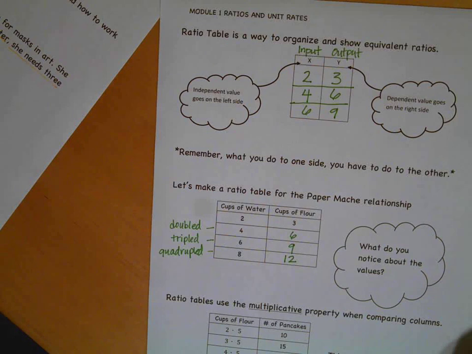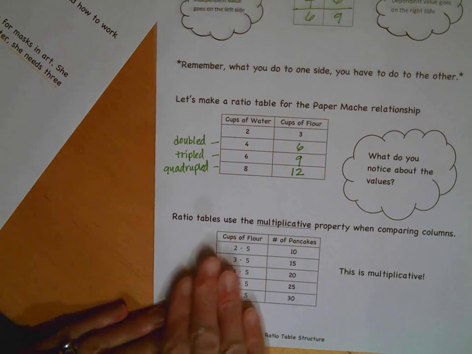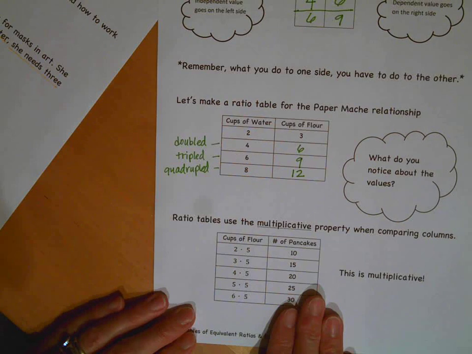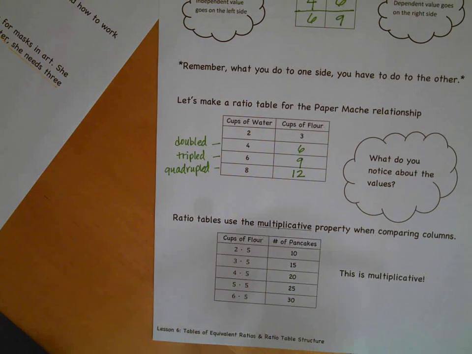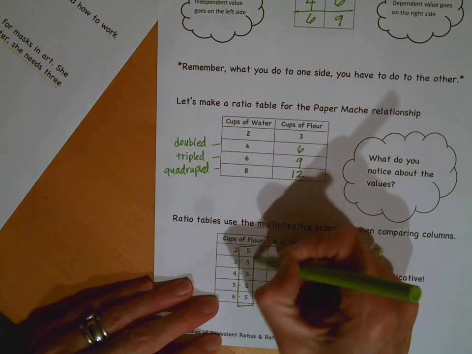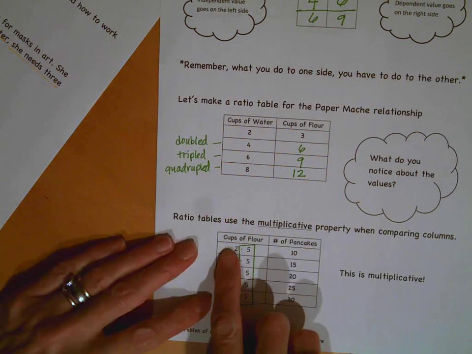Okay, so that's kind of fun. All right, so now it says ratio tables use the multiplicative property when comparing columns. So when you're going from the input side to the output side, it's multiplicative because you're multiplying it. Okay, so notice this is what multiplicative means. We took every number in the input side and we multiplied it by 5.